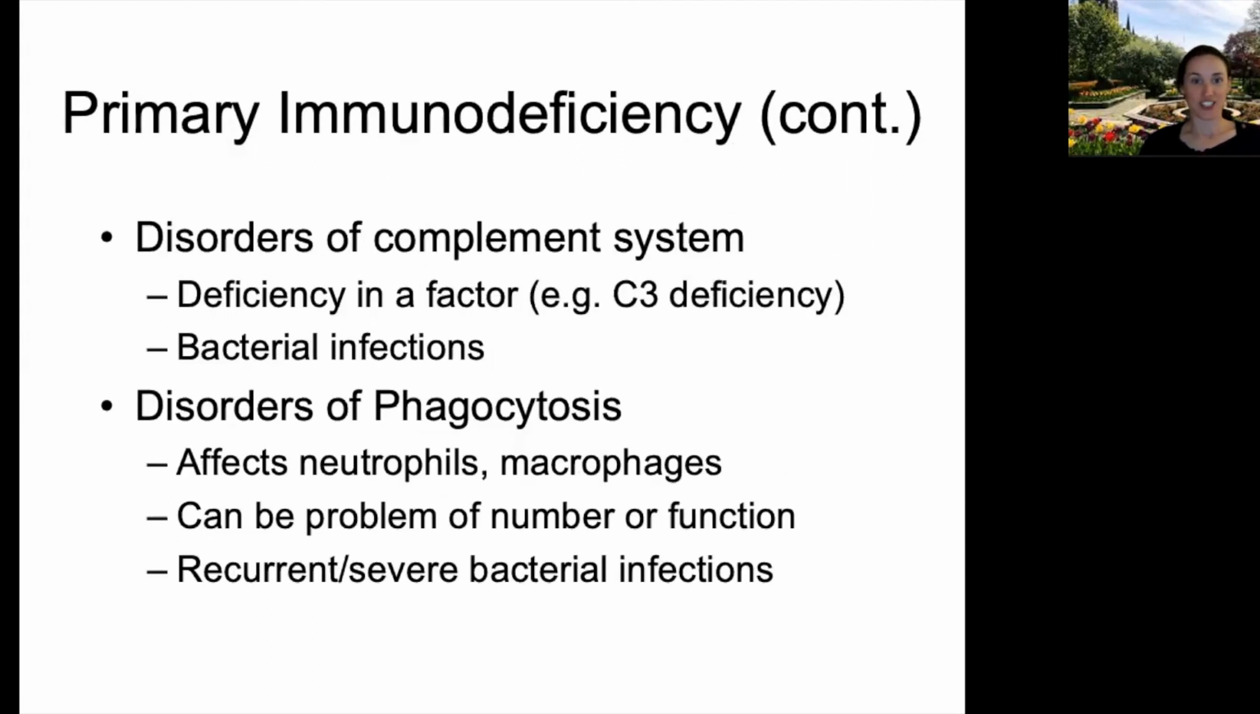We can also have disorders of the complement system, so we might have a deficiency in a factor such as C3 deficiency, and that can lead to bacterial infections. Disorders of phagocytosis, this will affect our neutrophils and our macrophages. This can be a problem of number, how many we have, or how they work, how they function. People will display signs of recurrent and severe bacterial infections.